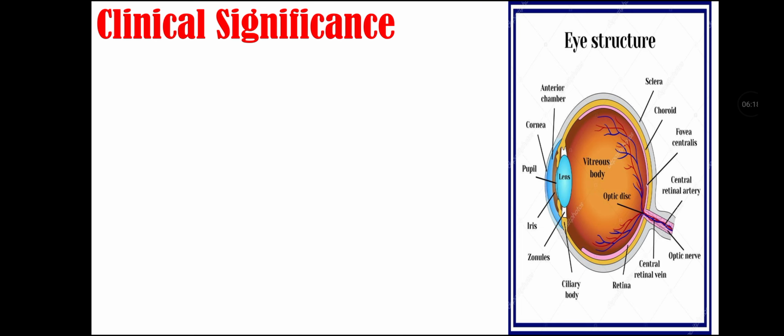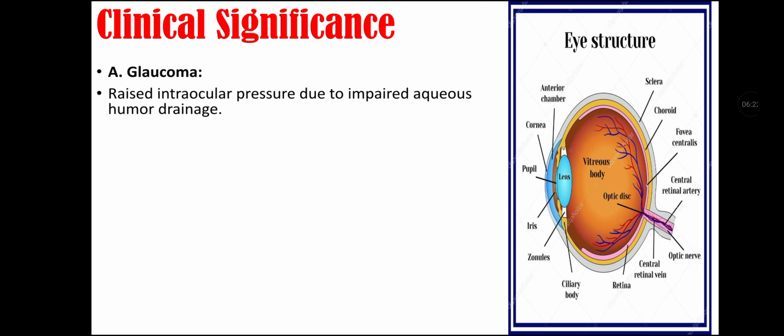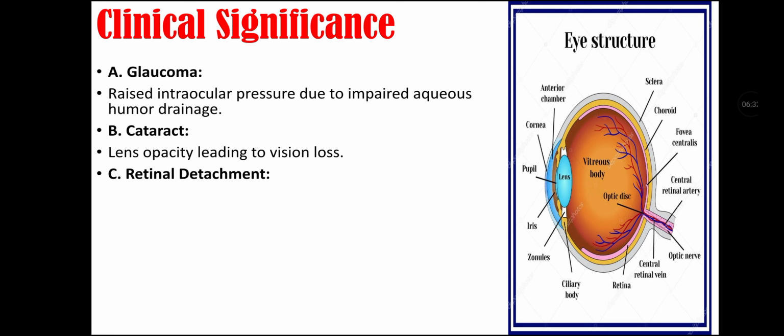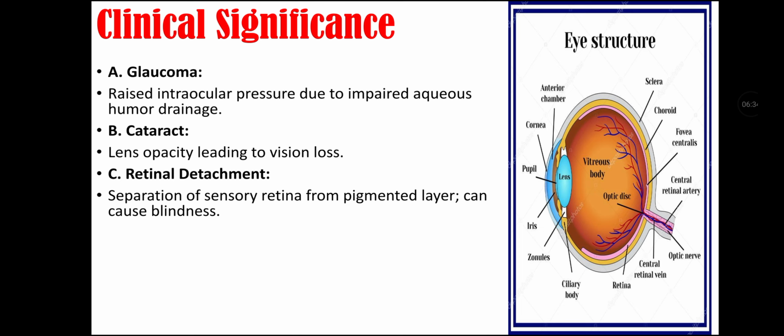Clinical significance of eye structure. First, there may be glaucoma, that is raised intraocular pressure due to impaired aqueous humor drainage. Second, clinical significance may be cataract, that is lens opacity increase that leads to vision loss. Third significance is retinal detachment, that is separation of sensory retina from pigmented layer, and this can cause blindness.